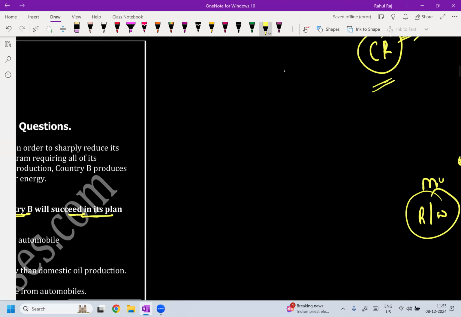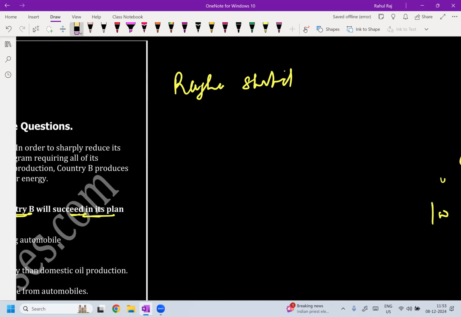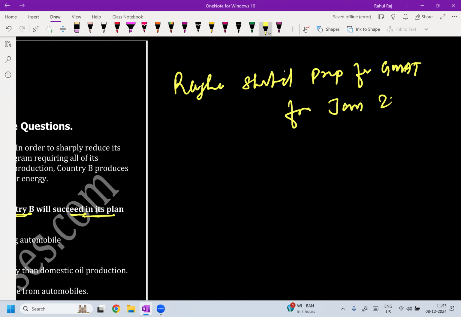Imagine I said to you that, let's say, Raghav started preparing. One second. Guys, the point is you cannot understand CR in a linear way. There has to be a lot of distraction for you to understand. Raghav started preparing for GMAT from Jan 2024. What could be the inference to this statement? How can you infer from this statement?